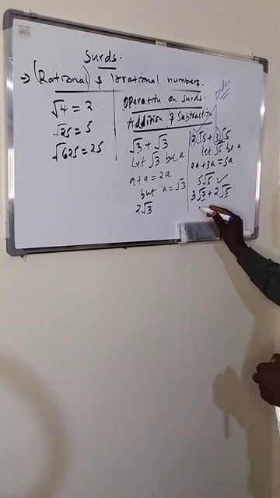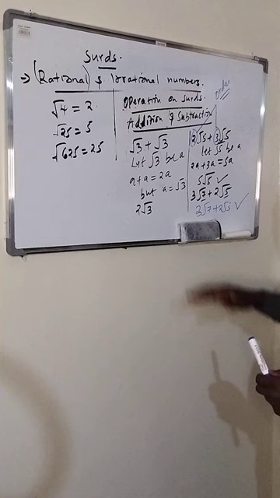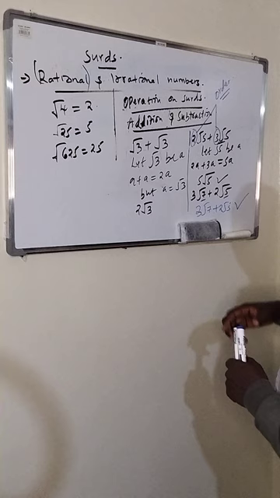3 surd 7 plus 2 surd 5. That is your answer. You can't add these surds. These surds cannot be added. The same case applies to division.